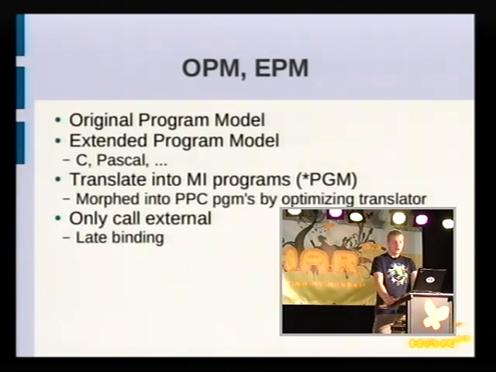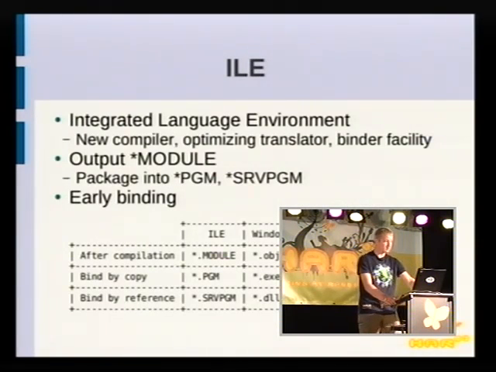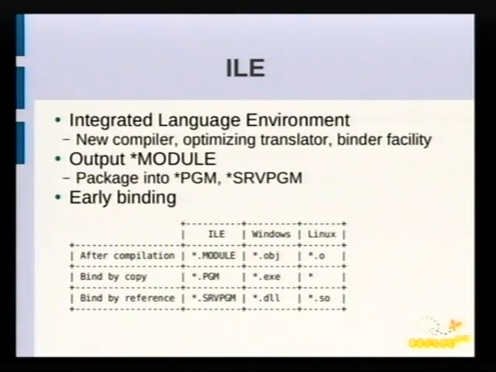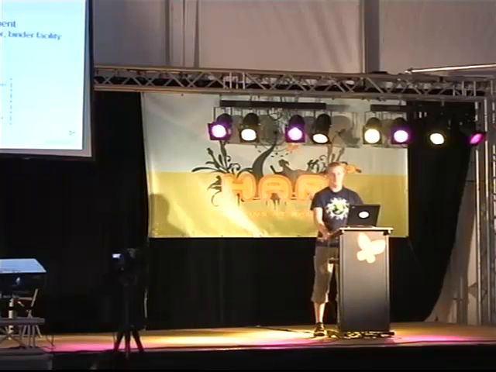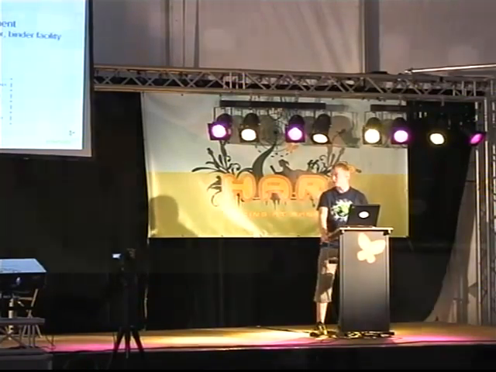And the only call that was supported was call external, so all references had to be resolved at runtime. So that was maybe a bit slow. So they created a new environment. So they brought a new compiler, optimizing translator, and binder facility to the system. So from then on, when you compiled your program, it turned into a module that was packaged into programs or service programs. So that was a way to do early binding, and it's not really that much different from how other systems do it.